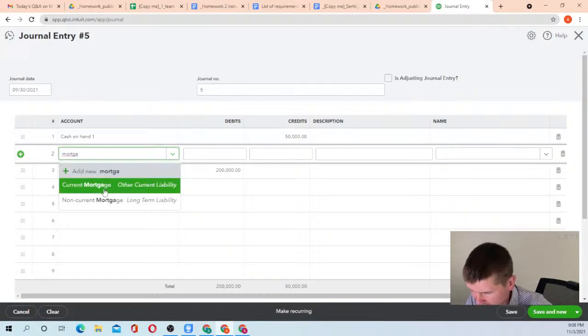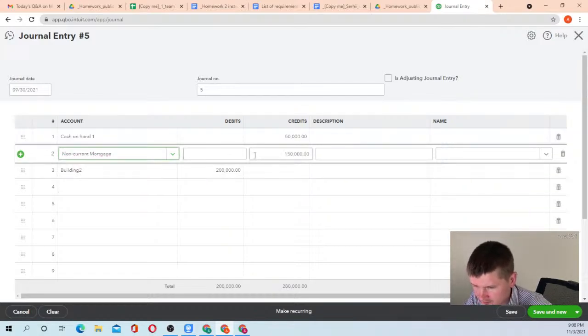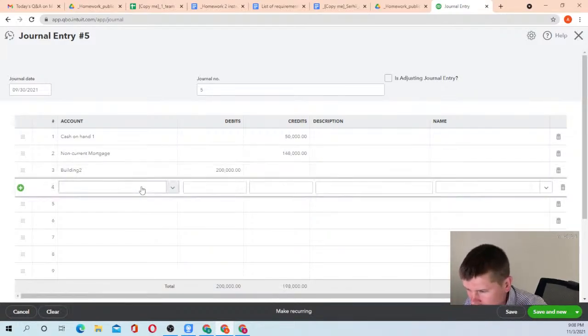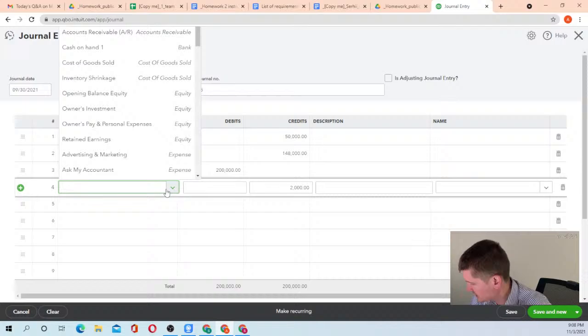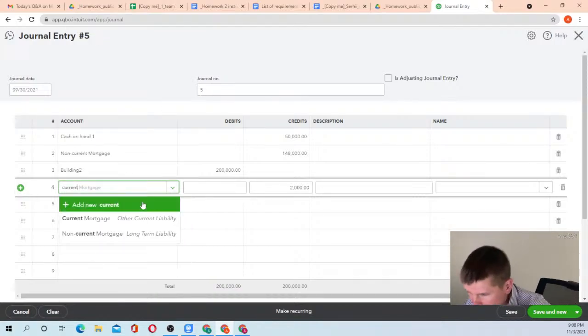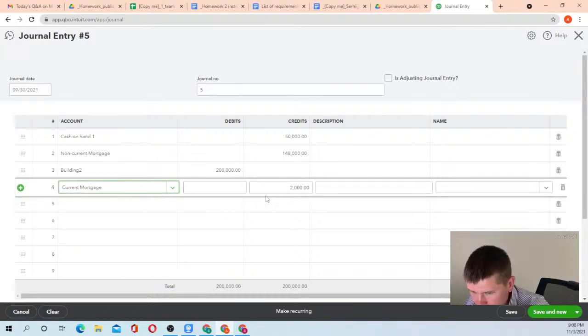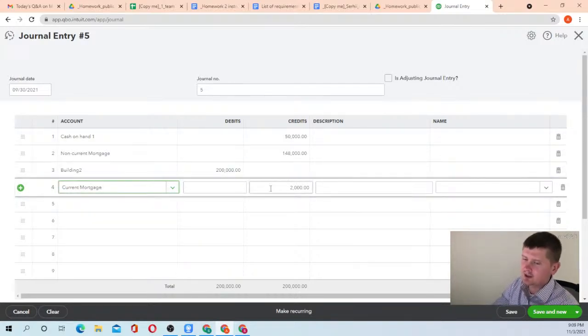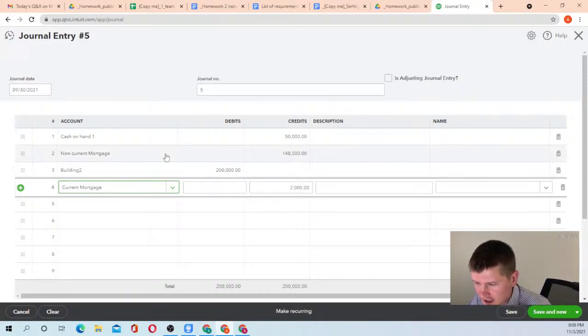I've already created a mortgage account, so I will enter it here, and I will do that based on my transaction list. So I also need to add a current mortgage account. Current mortgage account, 2,000. So as you can see, QuickBooks tries to balance all your entries here.